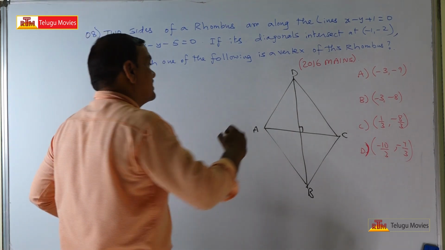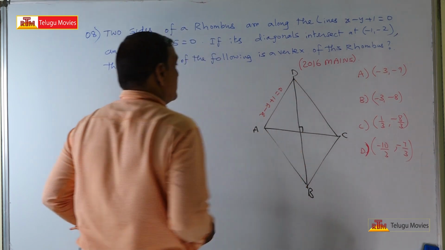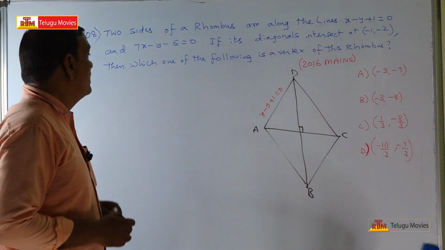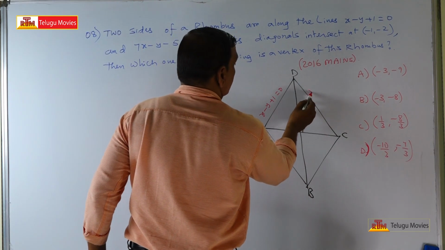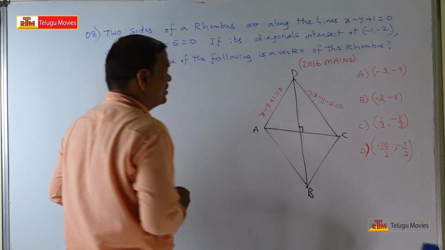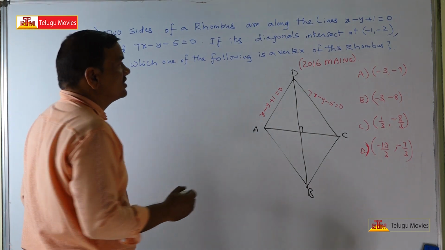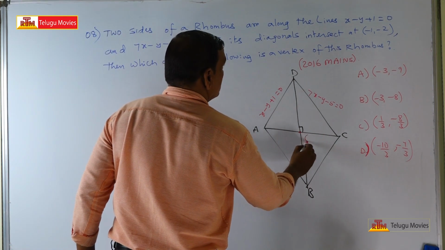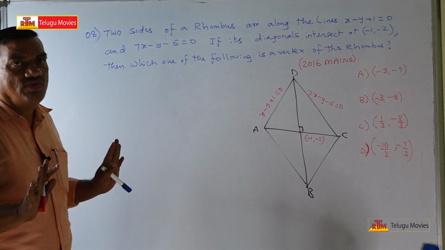One is x minus y plus 1 is equal to 0, let us call it AD, and the other one is 7x minus y minus 5 is equal to 0. That is all. One more piece of information is given: the diagonals intersect at minus 1 comma minus 2. That is the only information given.